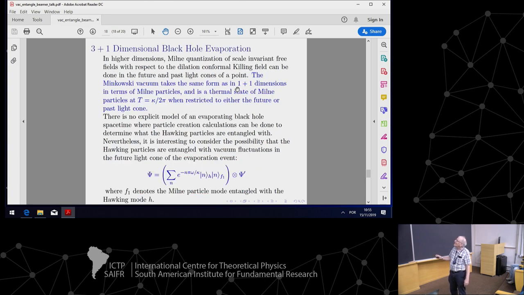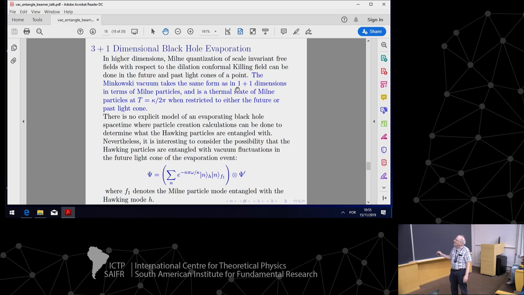Okay, but once this is understood, then you can see that there's a big problem trying to do this kind of thing in black hole evaporation. In black hole evaporation, we don't have a model of what comes out and so on, but we could just imagine that maybe the Hawking particles are entangled with Milne modes in the final vacuum state in a similar way as in the mirror case.